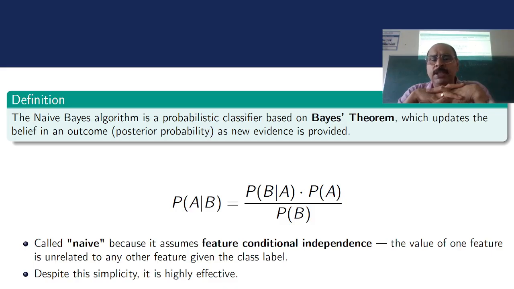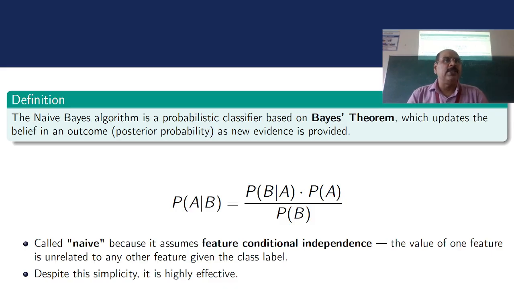P of A given B, the probability of occurrence of A given that B has already occurred, is nothing but P of B given A into P of A by P of B. We call this naive because it assumes feature conditional independence. The value of one feature is unrelated to any other feature given the class labels. Do you know what is meant by disjoint sets? We'll study what the naive-Bayes algorithm is as we go on in depth, and how it works.